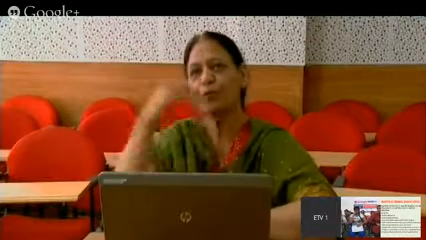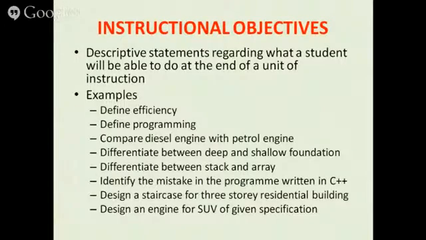Then if we go a little higher, and we expect that our student will be able to write a program in C++, that capability includes the ability to analyze. So if a written program is given to the student, then he is able to identify the mistakes made by the writer in the program written in C++. This is nothing but the ability to analyze.